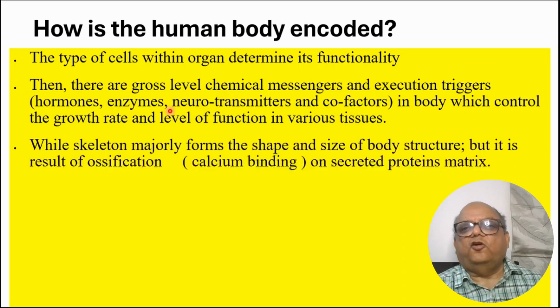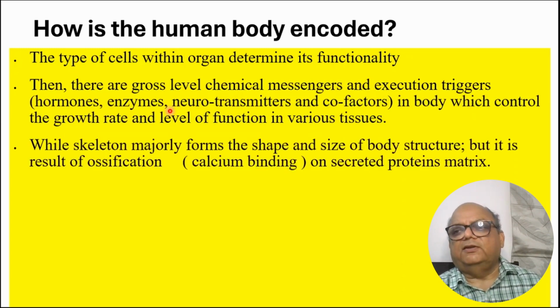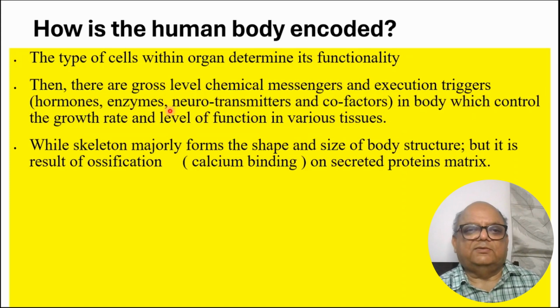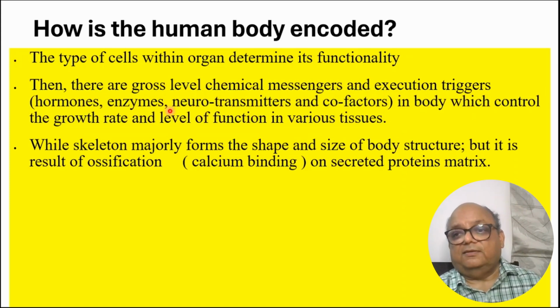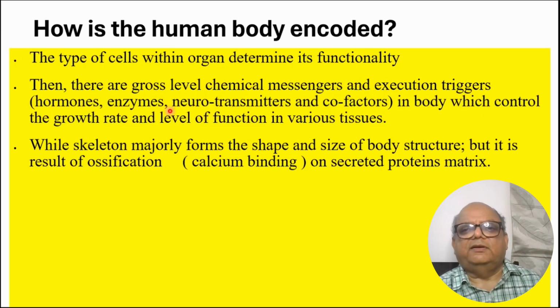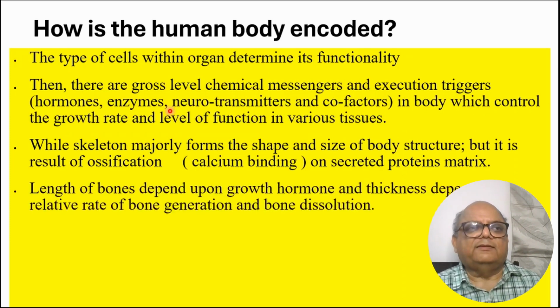While the skeleton majorly forms the shape and size of the body structure, it is a result of a protein matrix attracting calcium through the ossification process. So the cells are secreting a protein matrix, a protein fabric, so to say, which catches calcium, and the relative growth will determine the size and thickness of the bone. And bone is the next dynamic tissue after the blood. From the inner side, it is growing. Osteocytes are the cells which are making the bone grow.